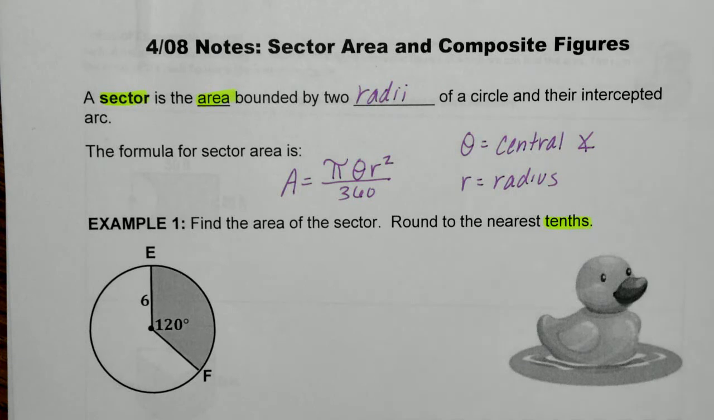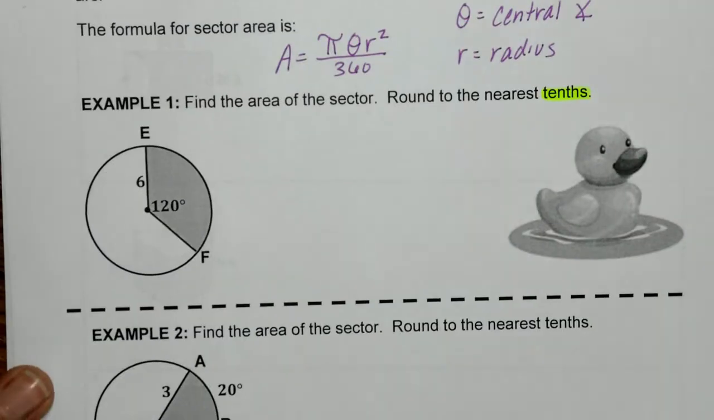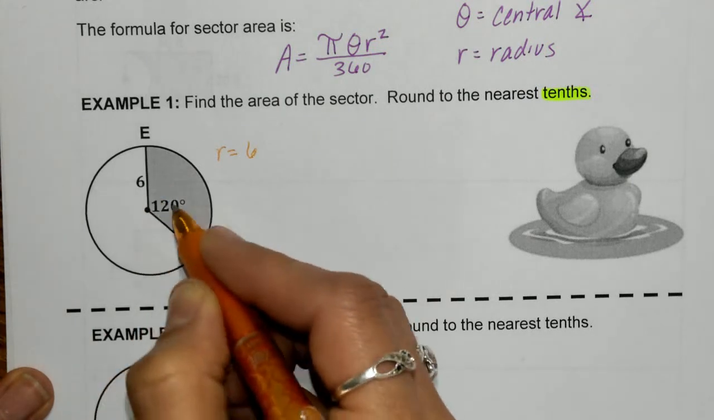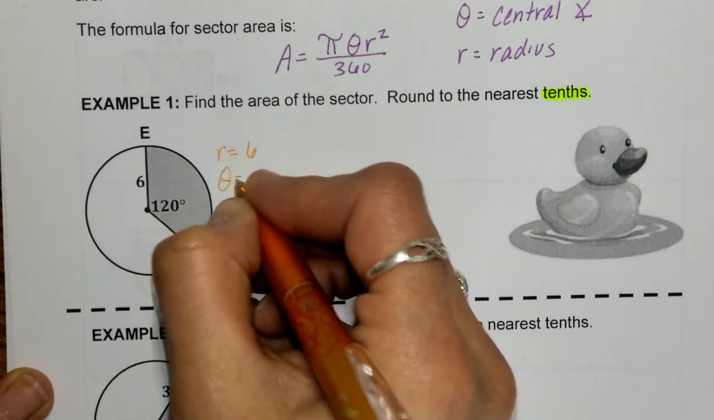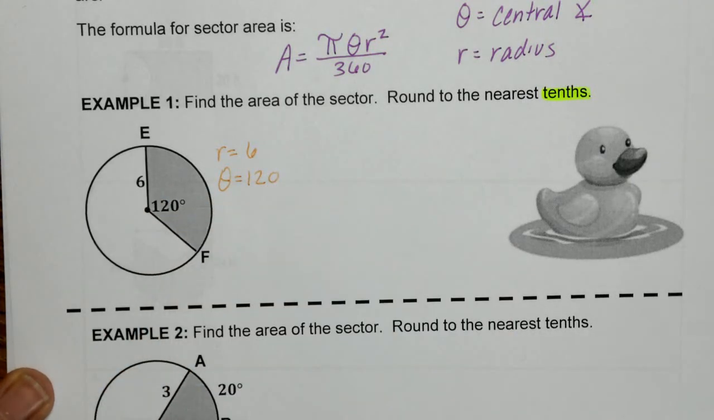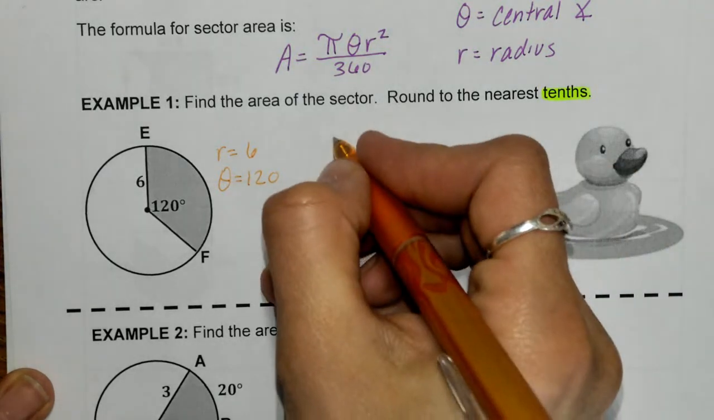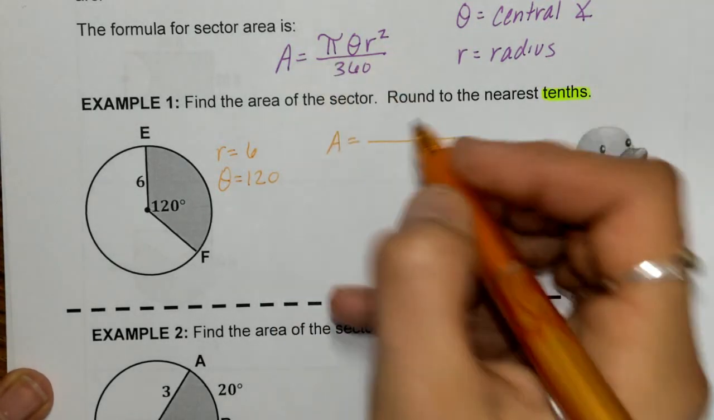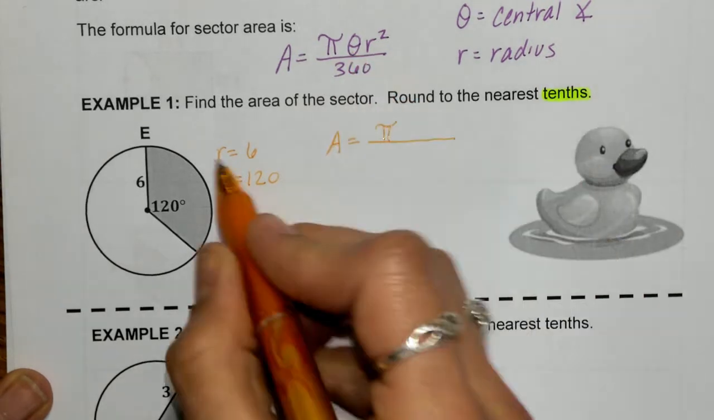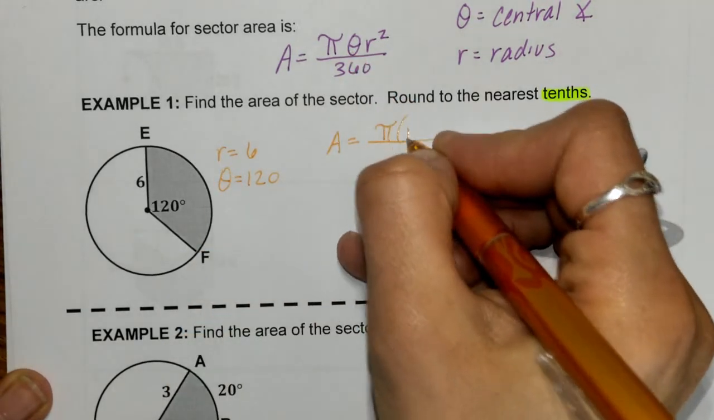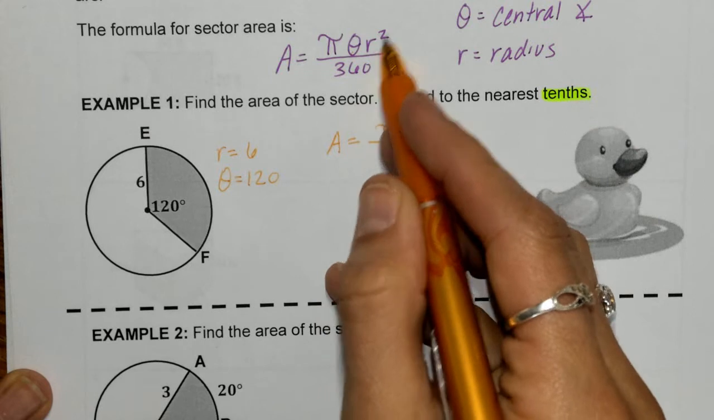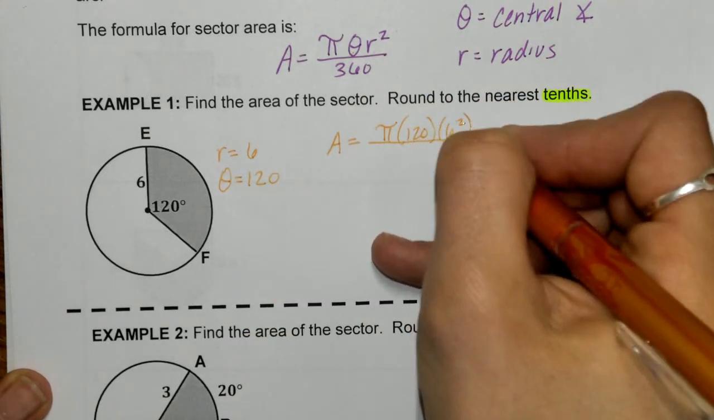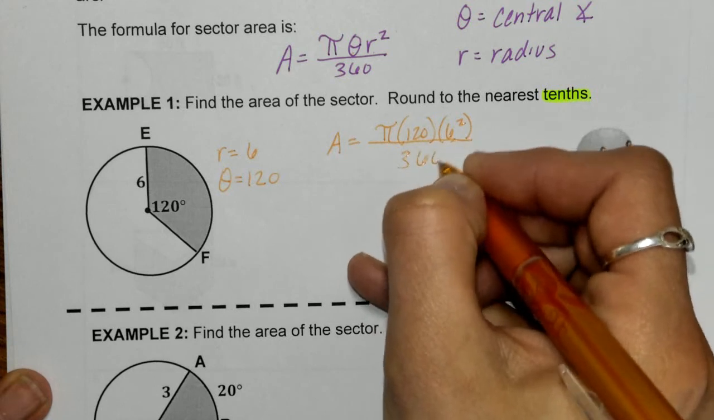The first one we have here, we're going to look at our picture. We're going to notice that right here, our radius is 6. And our central angle is going to be that 120. So these are what we're going to plug into that formula. So we have area equals, it's going to have our fraction bar. We're going to put in pi. Then we want theta, it's 120, times the radius squared. Make sure that we are putting that radius 6 squared in there. You forget to square it, you will get the wrong answer.